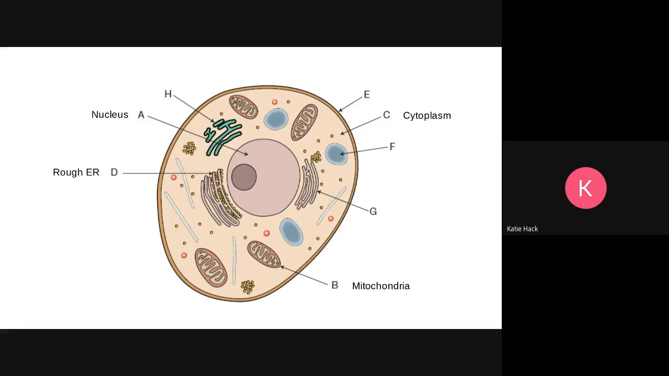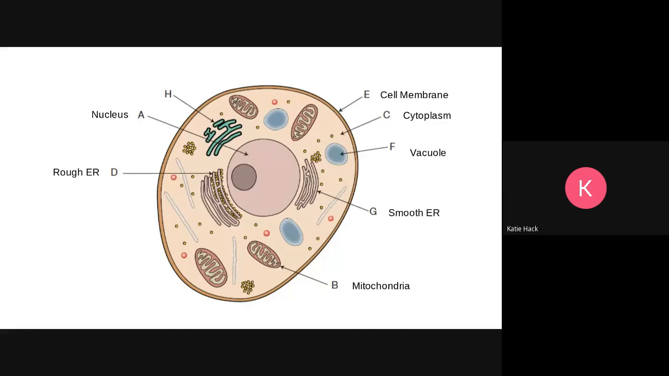D is the rough ER because as you can see, the ribosomes are attached, making it look bumpy or rough. E is your cell membrane. It is covering the outside of the cell, surrounds the entire cell. F is a vacuole. So this is where your storage organelle is. And as you can see, there's several of them inside the cell.